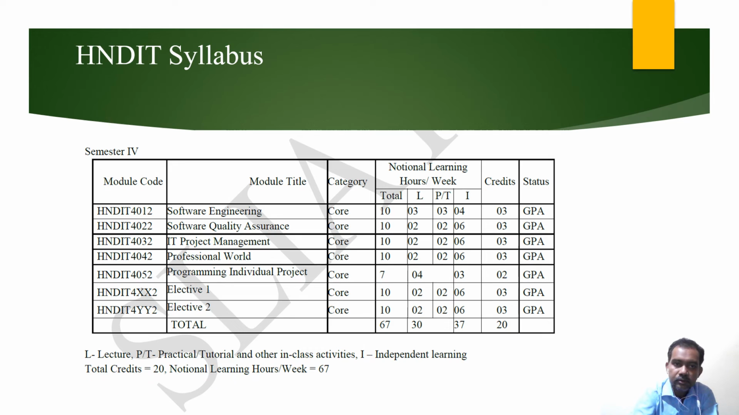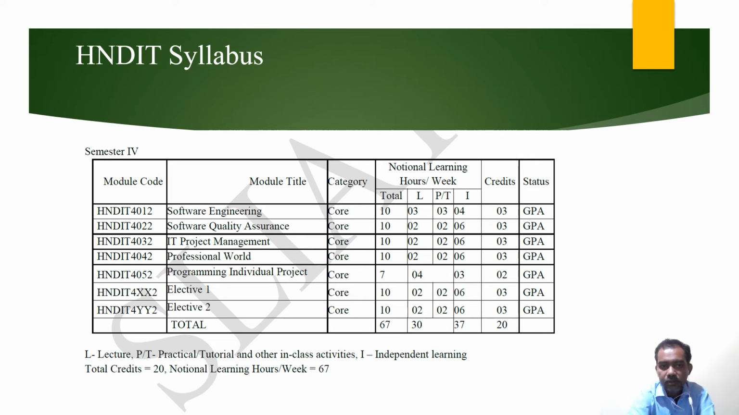Then look at semester 4. That means second year, second semester. HNDIT 4012. Subject is Software Engineering. Core subject, 3 lecture hours per week and 3 practical hours per week, 3 credits and GPA subject. Then second one, HNDIT 4022. Subject name is software quality assurance. That is core subject, 2 lecture hours per week and 2 practical hours per week. Credit value is 3, GPA subject.